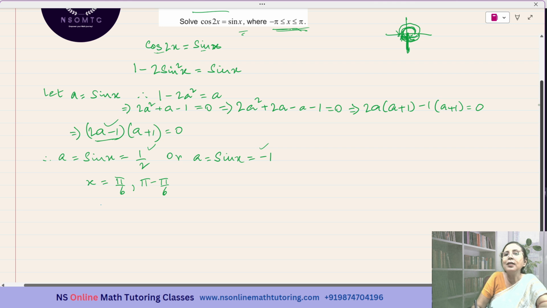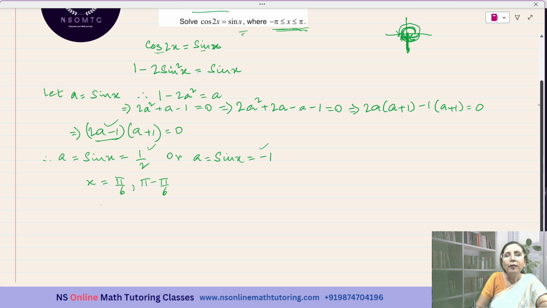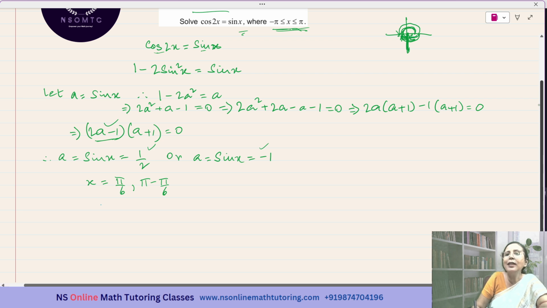Since it is the clockwise direction, the angle that will be made is a negative angle. So you can just see this is 90 degrees. So this angle is negative pi over 2. Okay. So from here we will be getting only a single value, negative pi over 2. So the final answer will be x equal to pi over 6, pi minus pi over 6 is 5 pi over 6, and negative pi over 2. Okay.